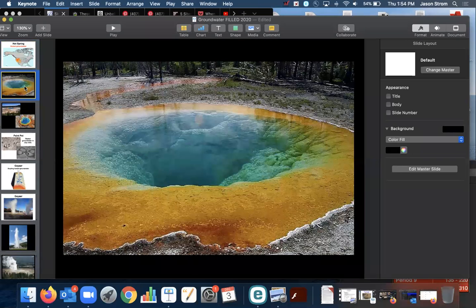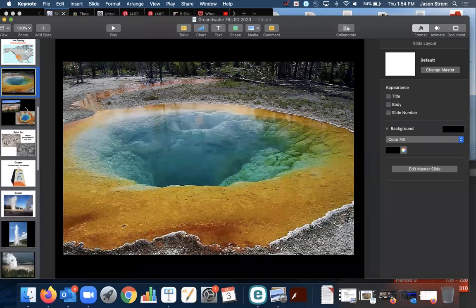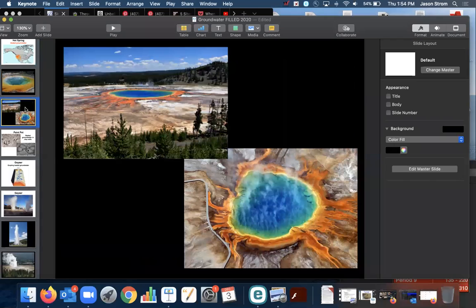So a couple of pictures of some hot springs. These are from Yellowstone National Park. The coloration is due to different organisms that live in the hot springs. So different bacteria or algae, that's the only place they live, is in these really hot springs. But they like different temperatures. Different organisms like different temperature water.